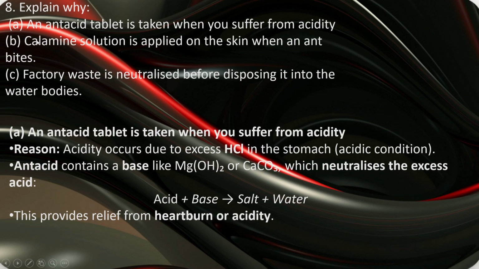Eighth question, explain why. 1. An antacid tablet is taken when you suffer from acidity. Reason: acidity occurs due to excess HCl in the stomach, an acidic condition. Antacid contains a base like Mg(OH)2 or CaCO3, calcium carbonate, which neutralizes the excess acid. Acid plus base is equal to salt plus water. This provides relief from heartburn or acidity.